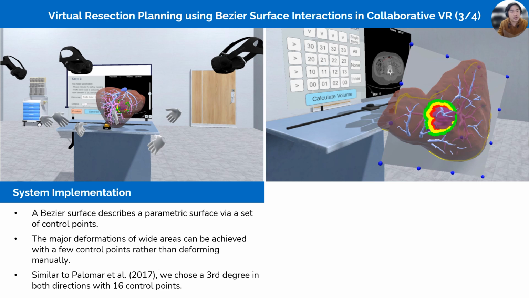The advantage of the Bezier surface is that major deformation of the void area can be achieved with a few control points rather than deforming manually. In addition, the mathematical model of the Bezier surface could guarantee a level of smoothness depending on the chosen degree of the polynomial. So in this work, similar to Paloma et al., we chose a third degree in both directions with 16 control points.